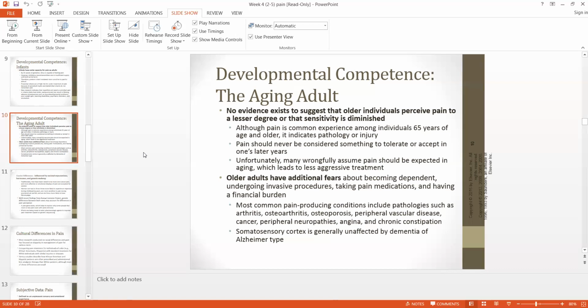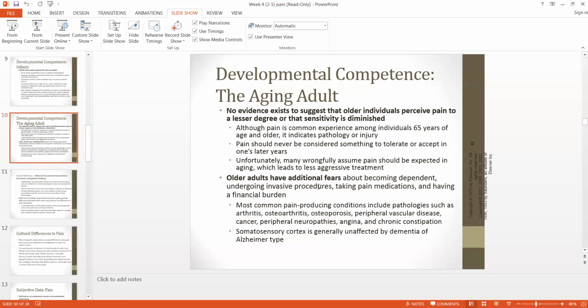So, although pain is a common experience among people 65 or older, it does not necessarily mean that they're just complaining about it. It is caused by a pathology or an injury. It may be chronic low back pain, a chronic arthritis, but they are feeling it, and we need to accept that whenever they express it, they are truly in pain. Some people may have a different expression of it, though.